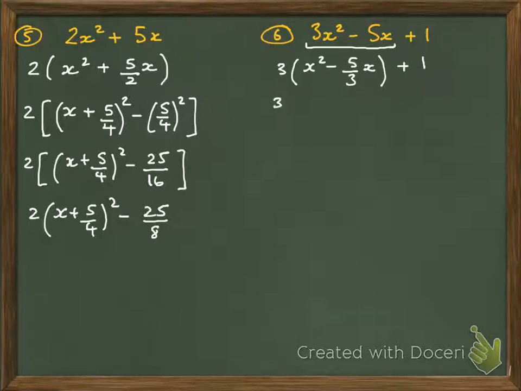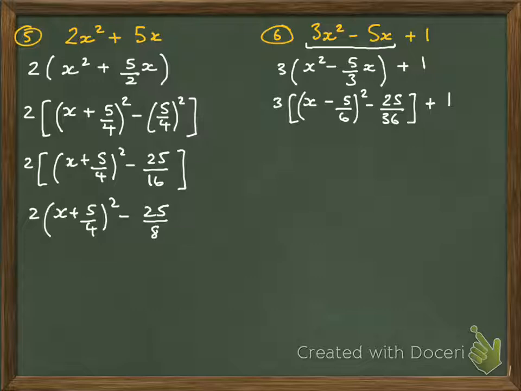Complete the square on the inside. That's going to give me x minus, so 5 over 3 halved. That's going to be 5 over 3 times a half. So that'll be 5 over 6 squared minus 5 squared, which is 25, over 6 squared, which is 36. And then plus that one.